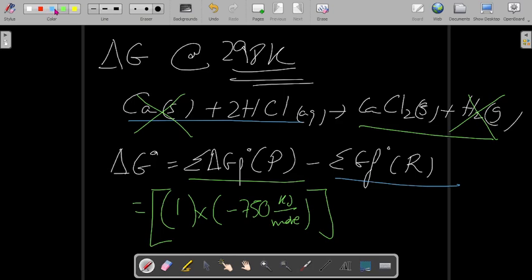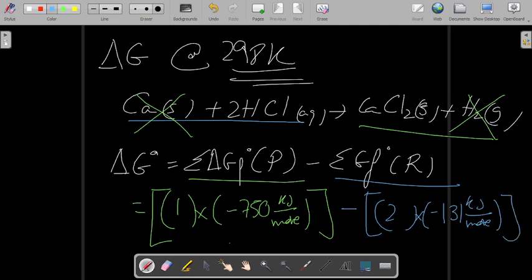Now we have to subtract the reactant side, which is hydrochloric acid. How much of that do we have? We have 2, and if you go to the table, you'll find that the value is minus 131 kilojoules per mole. This is all coming from the table, okay? So I put everything in the calculator and I come up with this value, minus 490 kilojoules of energy.